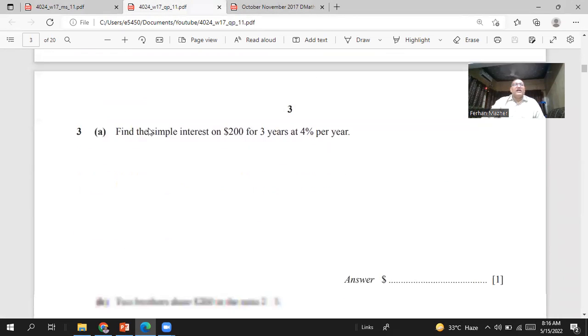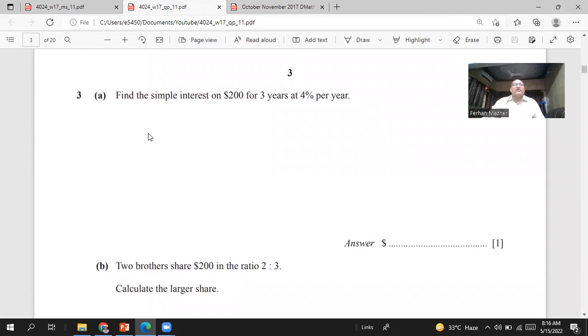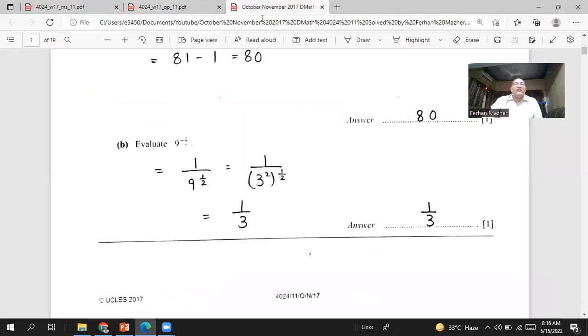Okay. We are going to the next question. The next question is question number 3. It says: find the simple interest on $200 for 3 years at 4% per year. So the simple interest formula is I equals PRT divided by 100, and we can find it easily.